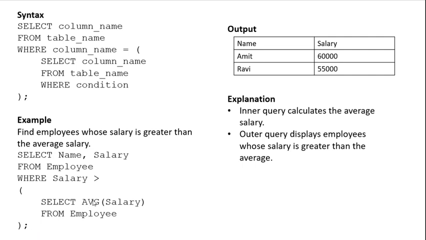So first it finds the average salary of all the employees, and then finds the salaries greater than it, and gives the names and salaries as output. Amit is 60,000 and Ravi is 55,000. The explanation: the inner query calculates the average salary, and the outer query displays the employees whose salary is greater than the average salary.